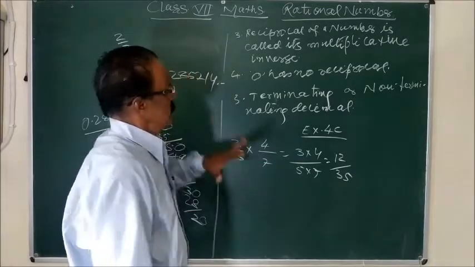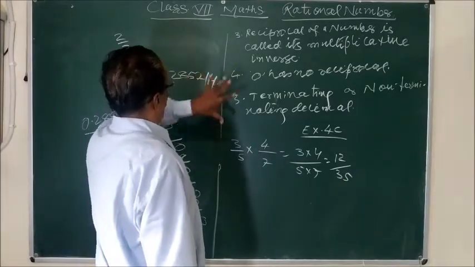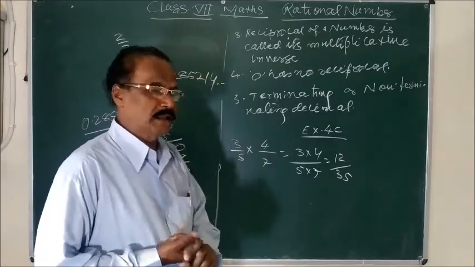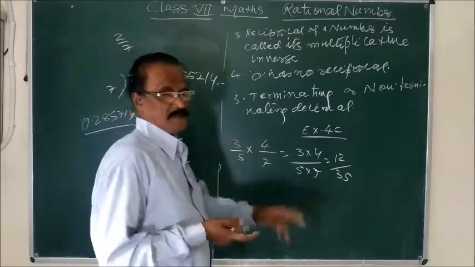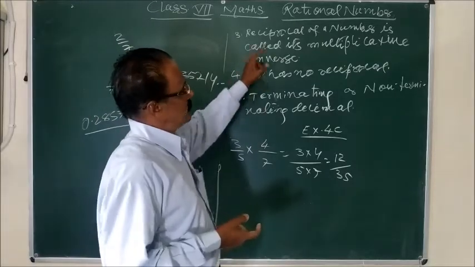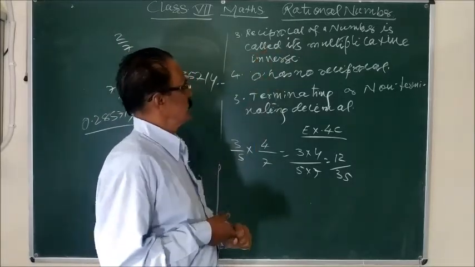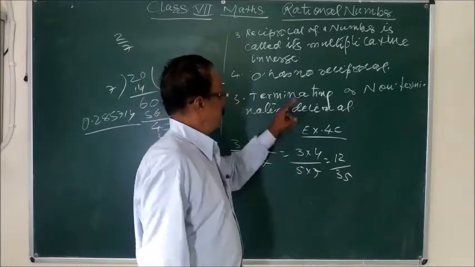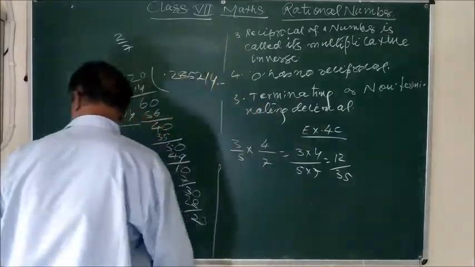Understood? So what did you learn? How will you find the product of two rational numbers? What is the reciprocal? What is multiplicative inverse? And 0 has no reciprocal. And terminating decimal and non-terminating decimal.